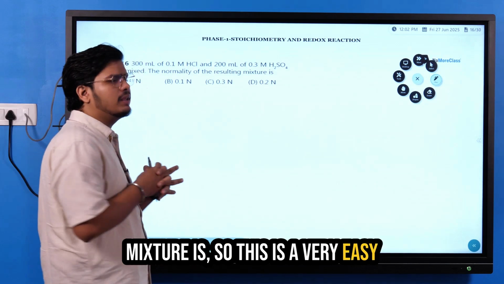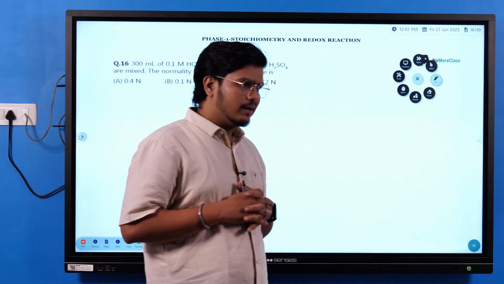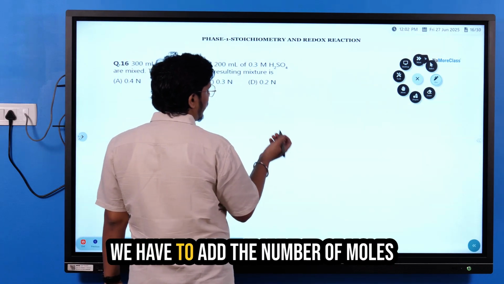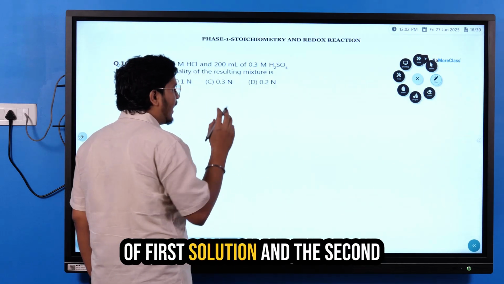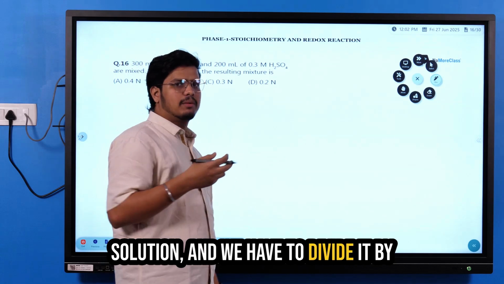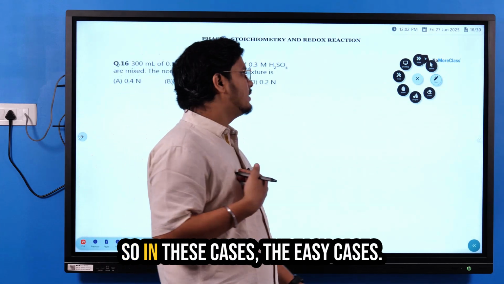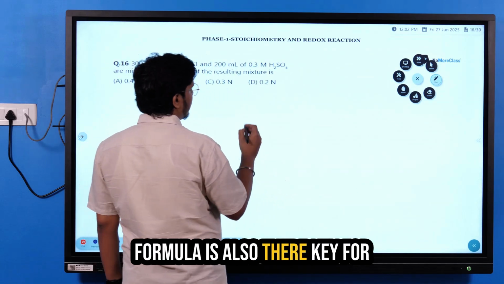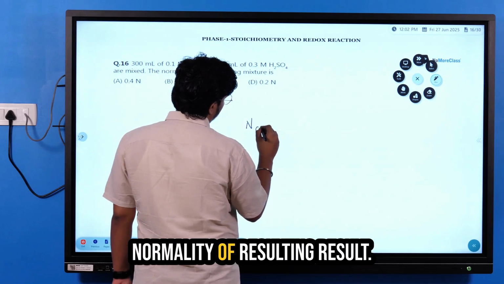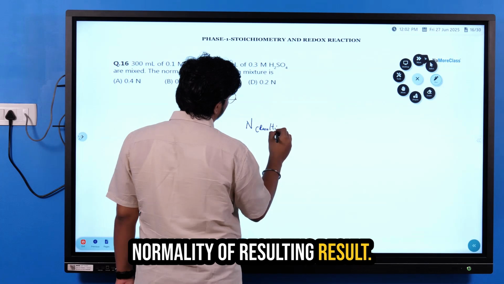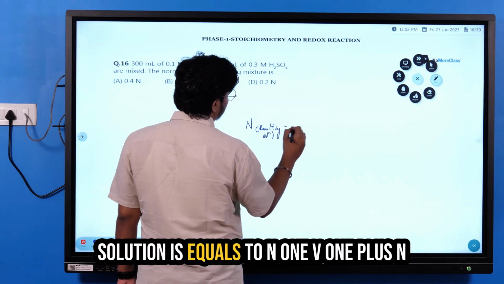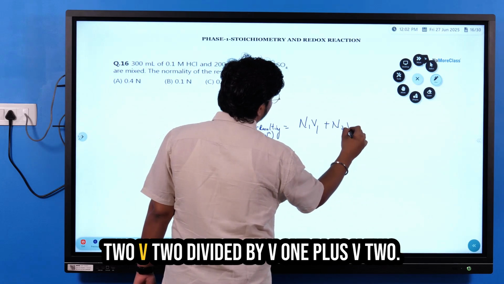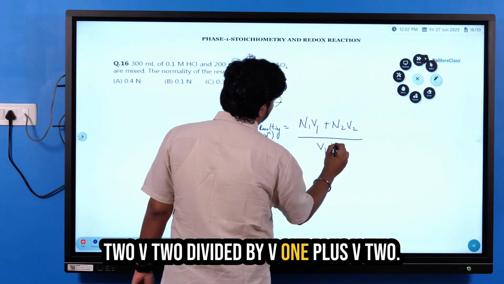So this is a very easy mixing concept, we can say. In these types of cases, we have to use simple things. We have to add the number of moles of the first solution and the second solution, and divide it by the total volume. In these easy cases, if I tell you the direct formula, the normality of the resulting solution is equal to N1V1 plus N2V2 divided by V1 plus V2.